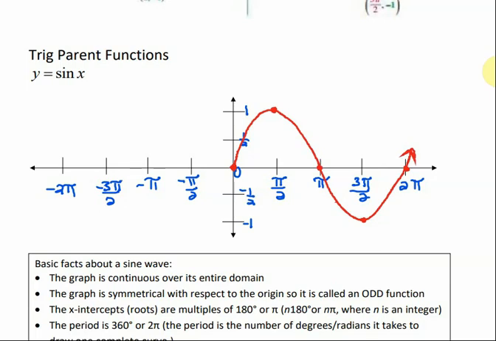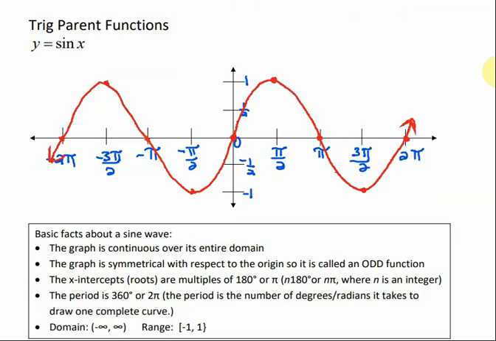So if we were to go counterclockwise around our circle, this would go down to -1, up to 0, +1, and back to 0. And then again, we would connect our curve with a smooth, rounded curve and end with an arrow. So that's what our sine curve looks like.